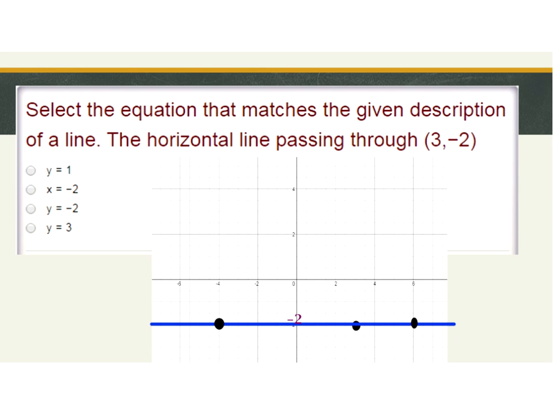This would be -4, -2. This is 3, -2. This is 6, -2. What value does not change? Is it my x value or is it my y? My y value. So the only possible solution would be y equals -2. All right? Ready to move on to the next question?